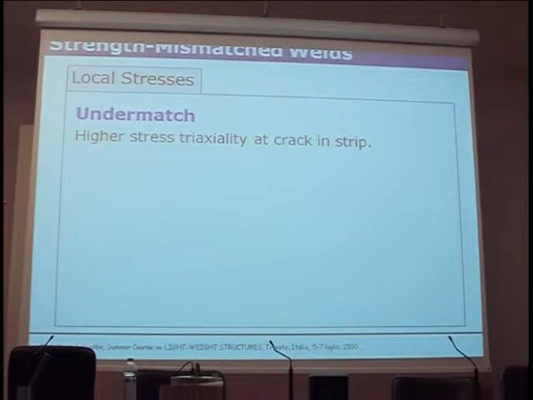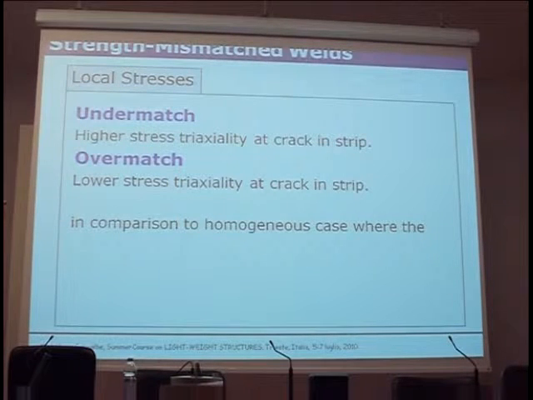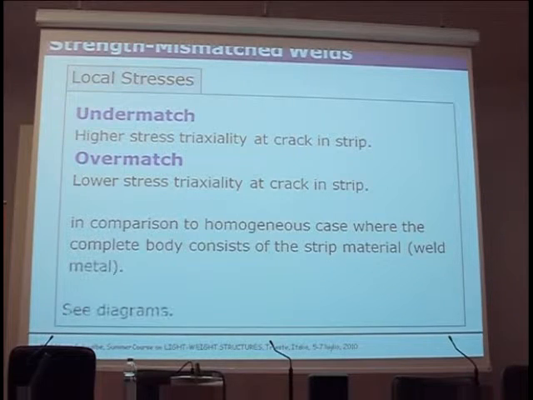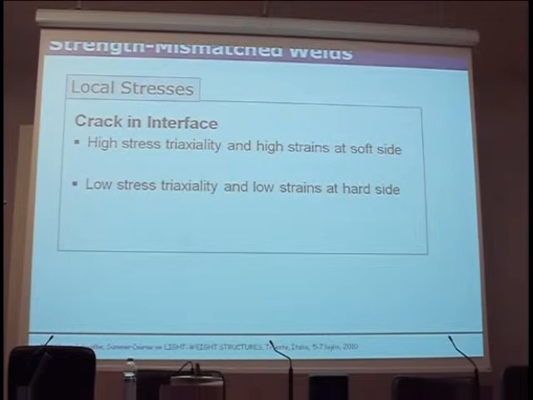Now, once again, the conclusion: under mesh we have higher stress triaxiality at the crack tip in the strip. We have lower stress triaxiality at the crack in the strip. Lower driving force in terms of delta or J, and lower triaxiality. Of course, again, as compared to the homogeneous case, where the complete body may consist of the strip material only. Well, I'm referring to diagrams that we have just seen. Once again, for repetition, in the case of a cracking interface, we have high triaxiality and high strains on the soft side. The reverse is true on the hard side. And once again, see the diagrams.